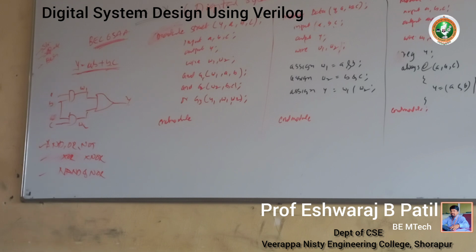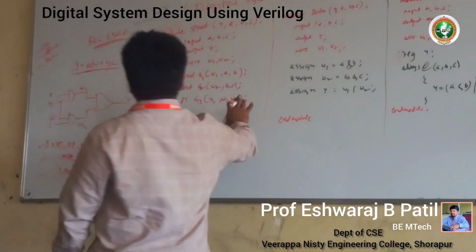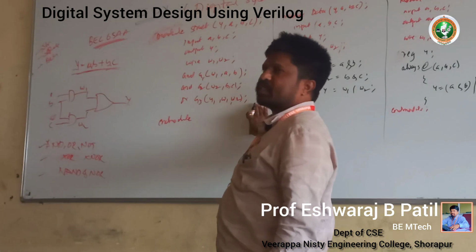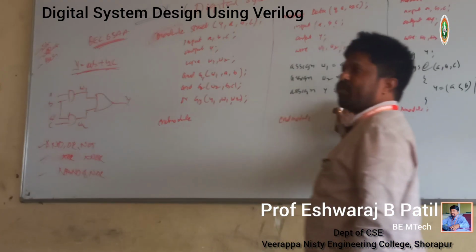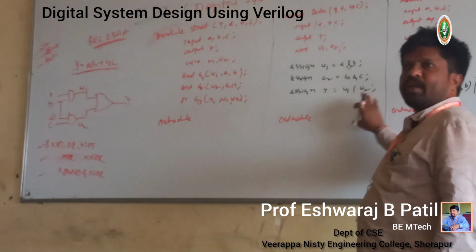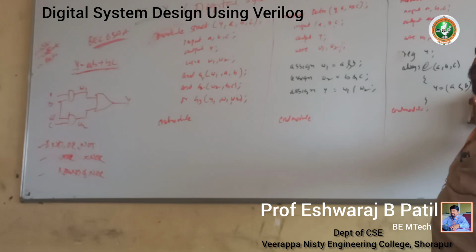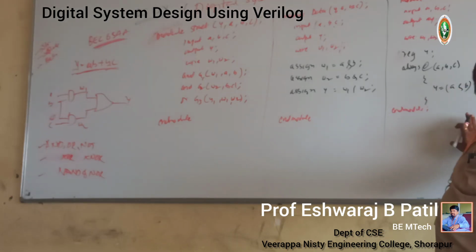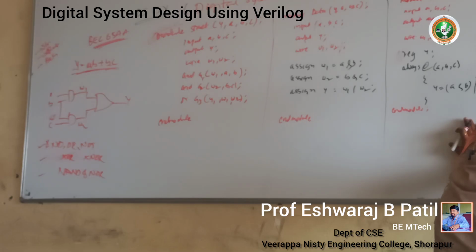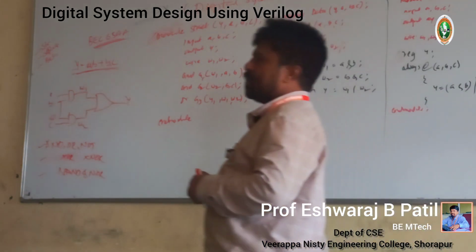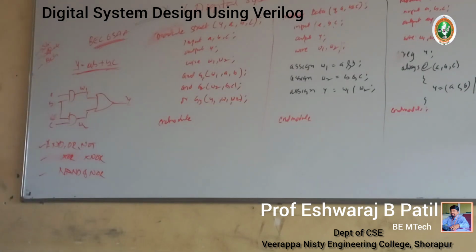If my digital system is very easy, then definitely I will express it in the structural model. If it is more complex, then we'll go with the data flow model. If it is more and more complex, then definitely I'll go with the behavioral model. If you know these basics, definitely I can build DSDV in a very easy way. In digital system design with Verilog, we have five modules here also.